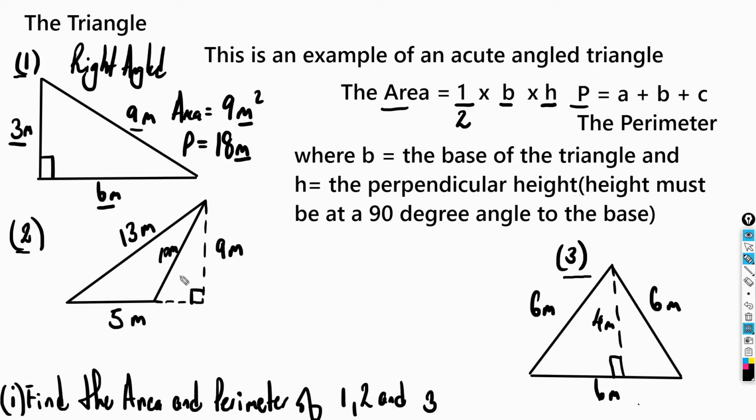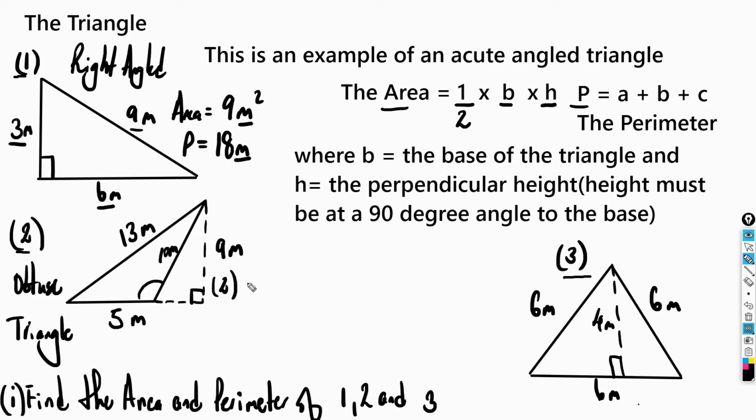All right, so let's look at number 2 now. Number 2 is an obtuse triangle, and we can see here that this angle is clearly bigger than 90 degrees. That's why it's an obtuse triangle. And in this case, we need to find the area for number 2.